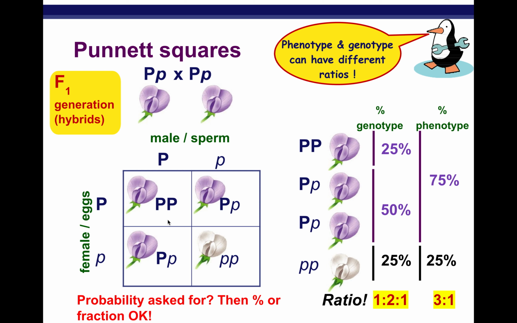Sometimes people do ratios. A ratio is the comparison of the numbers. So it would be 1 big P big P to 2 big P little p's to 1 little p little p for the ratio. And for phenotypes, it is 3 purple to 1 white. I actually don't like the number system. If you're doing a ratio, I would usually write down the number and then what that number is representing. So 1 big P big P, 2 big P little p, 1 little p little p when it comes to ratios.